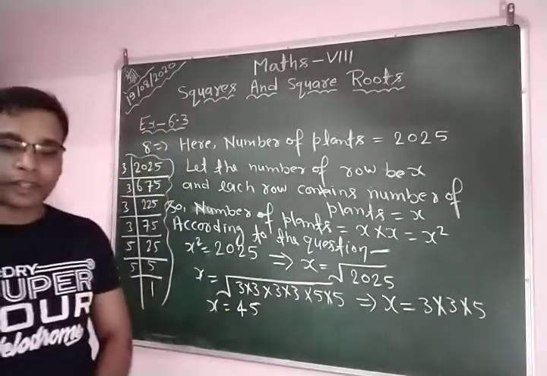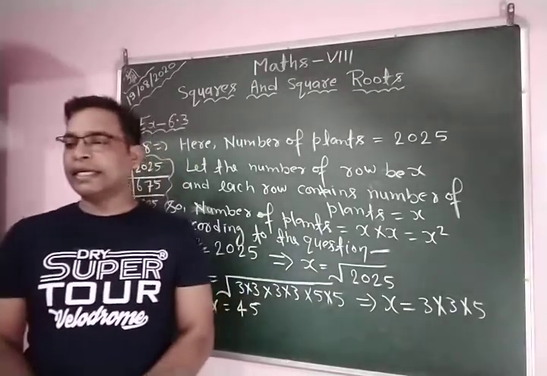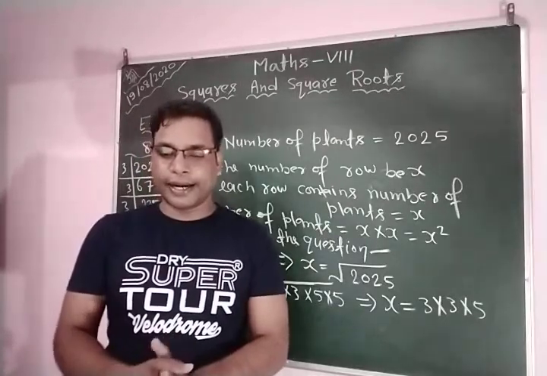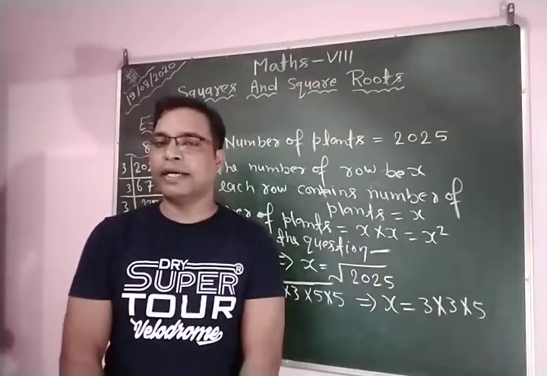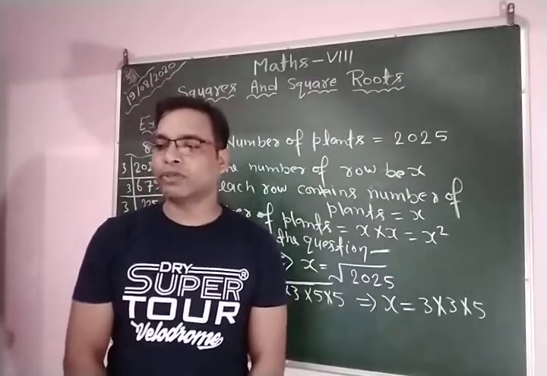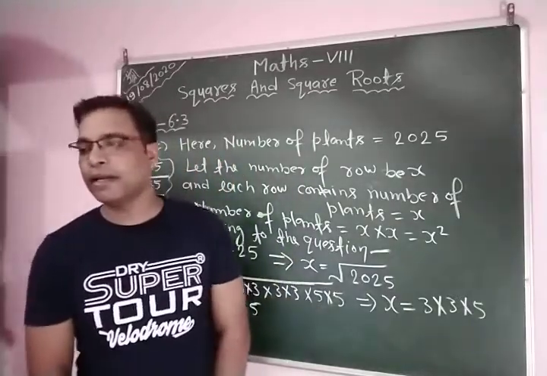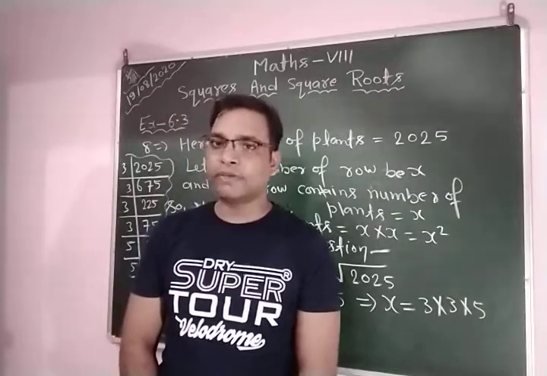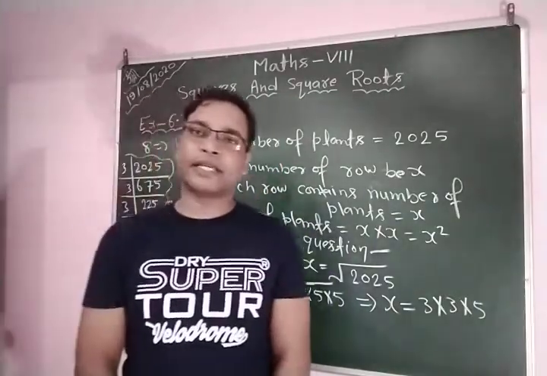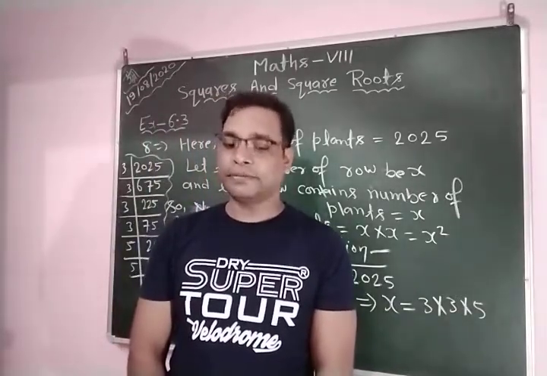Question number 9: find the smallest square number that is divisible by each of the numbers 4, 9 and 10. For this, first we find the LCM of 4, 9 and 10. After this we find the prime factorization of the LCM of 4, 9 and 10.